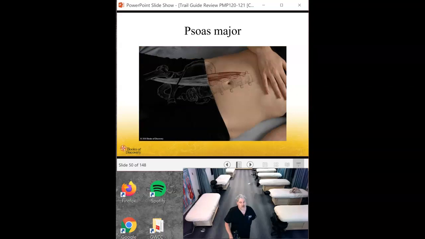That muscle goes along with the iliacus, and we often refer to them as the iliopsoas, because we talk about them together, because they both go to the same place, they both create a flexion of the hip.